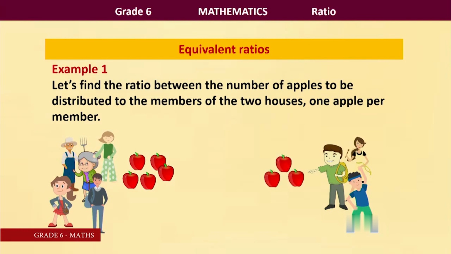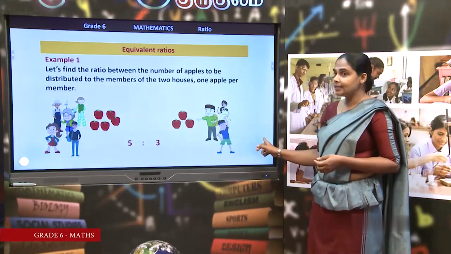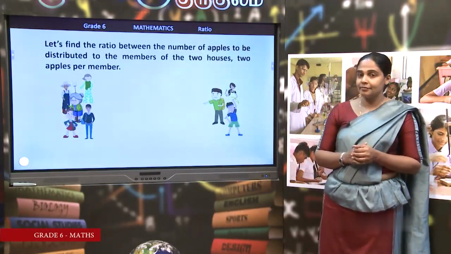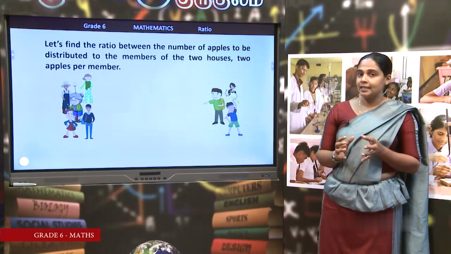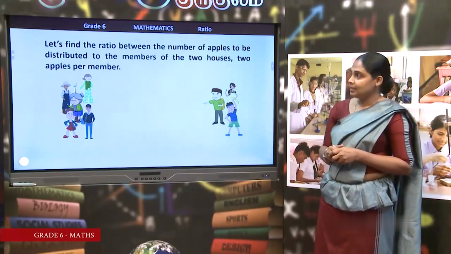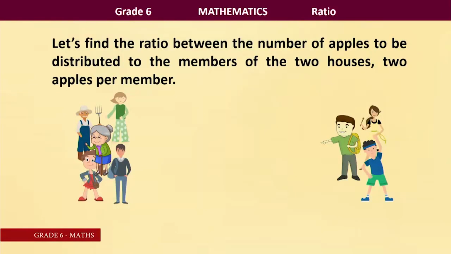Here there are 3 apples. Then how can you write down the ratio? The ratio is 5 to 3. Now, let us pay attention to the next slide. First read it well and think about the number of apples to be divided among these families. How can we divide the apples?